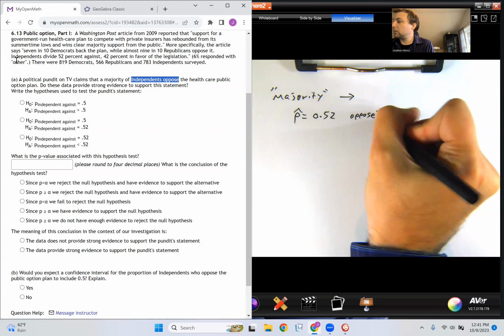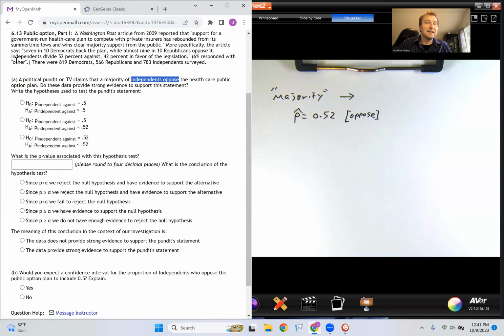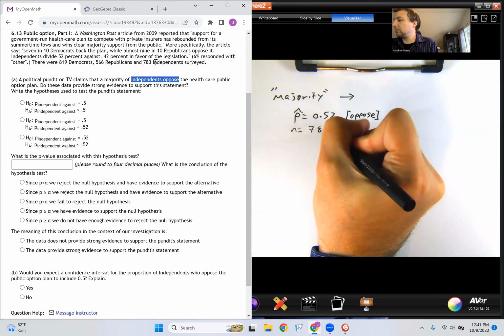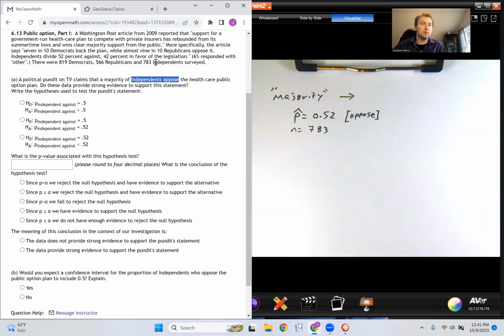This means oppose. Now I need my sample, and the sample I'm looking at here is for the independents, and there were 783 independents sampled. It asked for my hypotheses, my p-value, my conclusion, and my conclusion in context. I'm going to do the 4 steps of a hypothesis test.